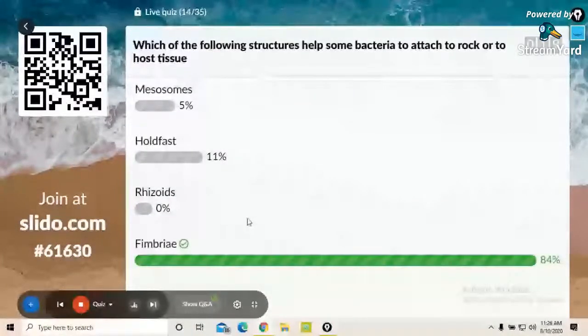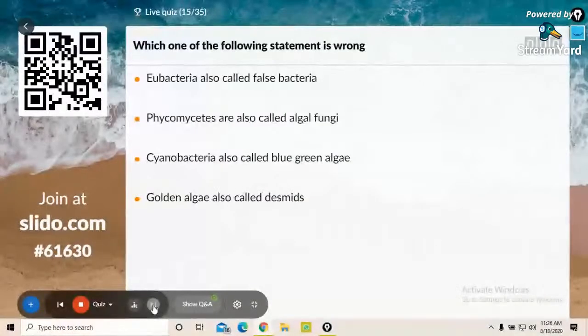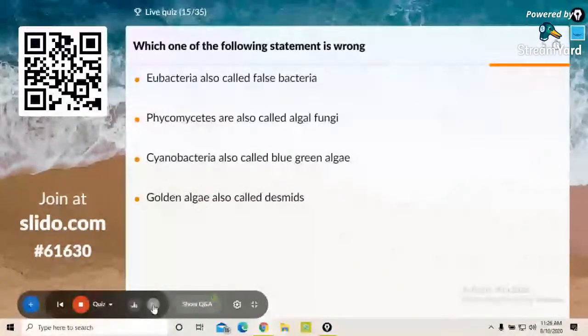Yes. 15th question on the screen. Which one of the following statements is wrong? Read all the four options. Eubacteria, also called false bacteria. Phycomycetes, also called algal fungi. Cyanobacteria, also called blue-green algae. Golden algae, also called desmids. Eubacteria means true bacteria. The option is given false bacteria. So you can have the answer, right? Option number 1 is the correct answer for the question.